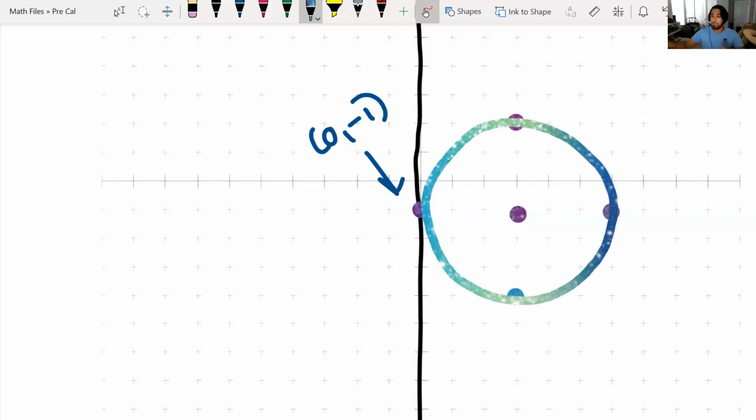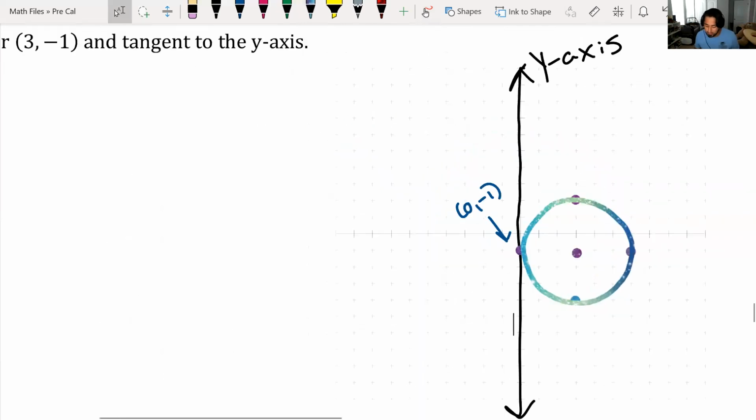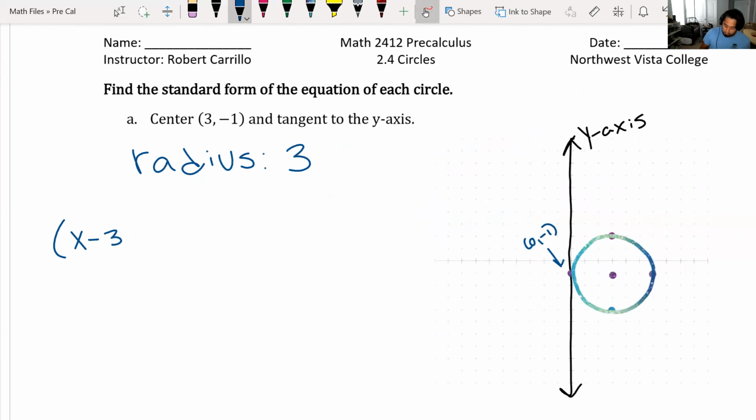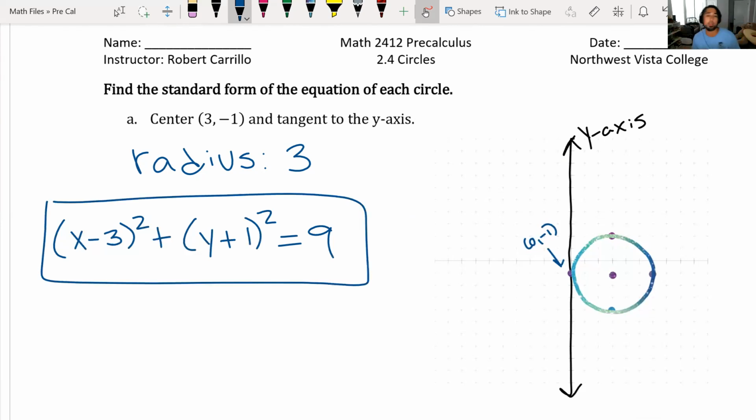Okay, so now you see what it means to be tangent. You come down, you share a point, you take off. And this one's almost done. It just wants the standard form. They give us a center, and we just found the radius. Radius happened to be 3. So just put it in the standard form. (x - 3) squared plus (y + 1) squared equal to 9. That's it. Okay, cool. Next one.